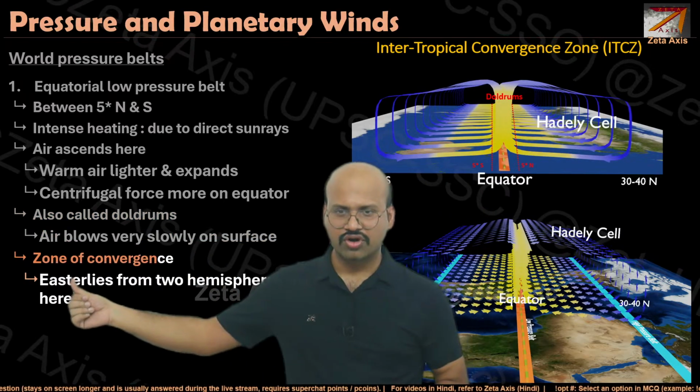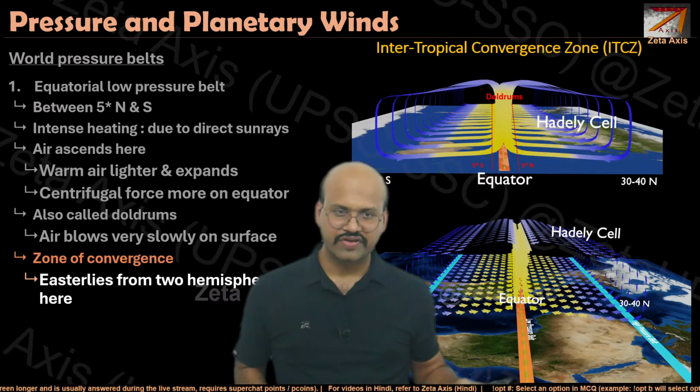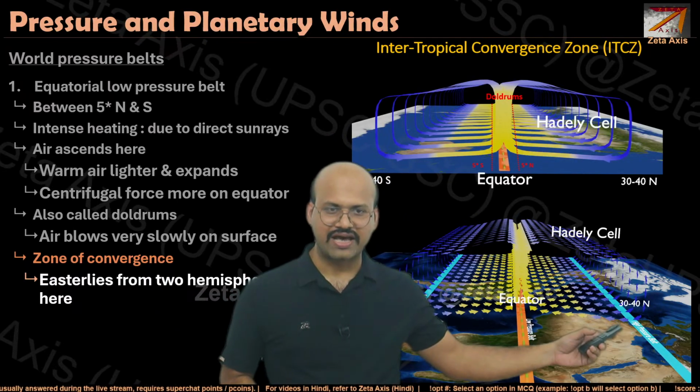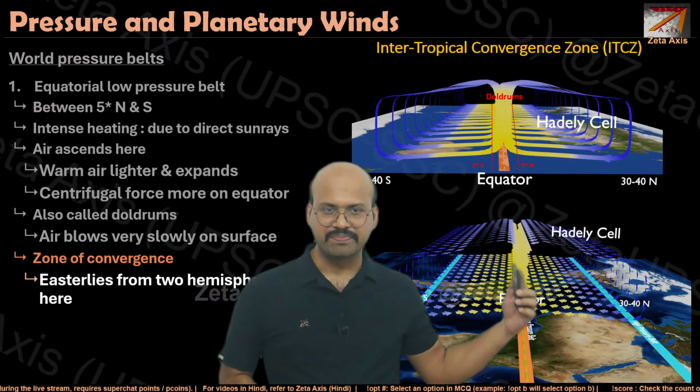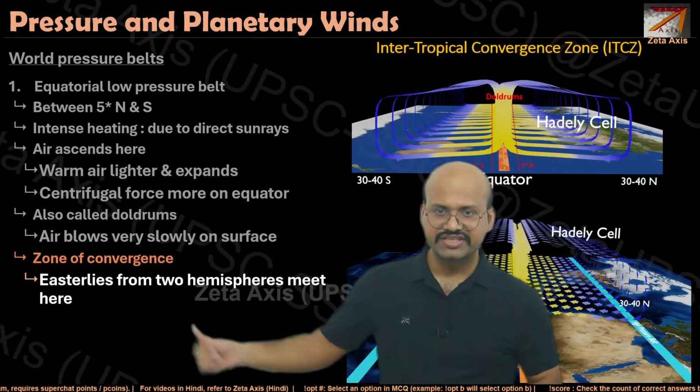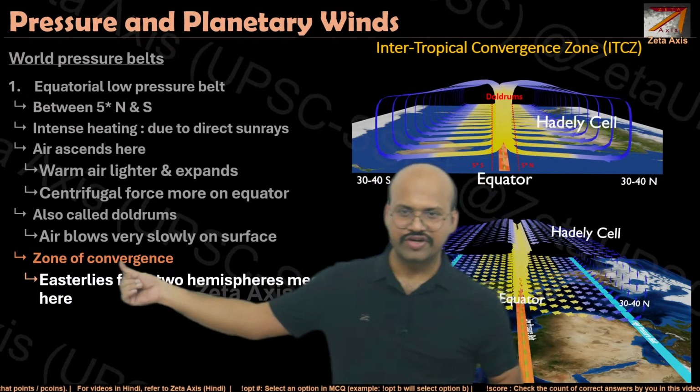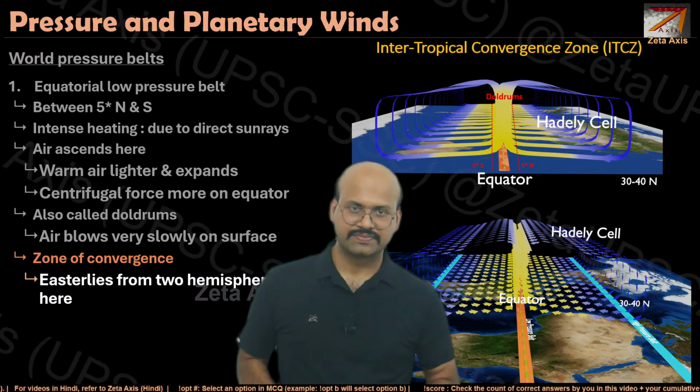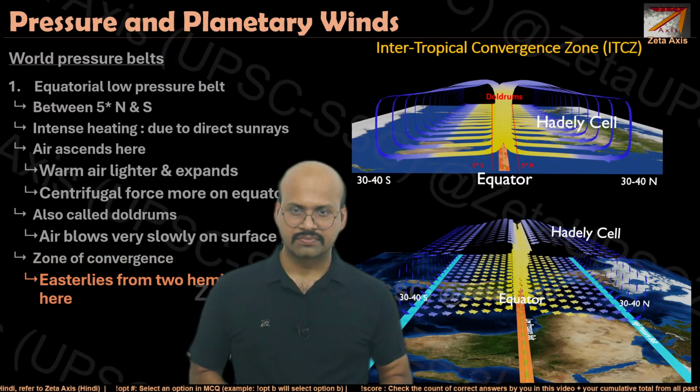And it is a zone of convergence. It is called a zone of convergence because air from both the northern and southern hemispheres meets in this region. Easterlies from the two hemispheres meet here, therefore it is called the zone of convergence.